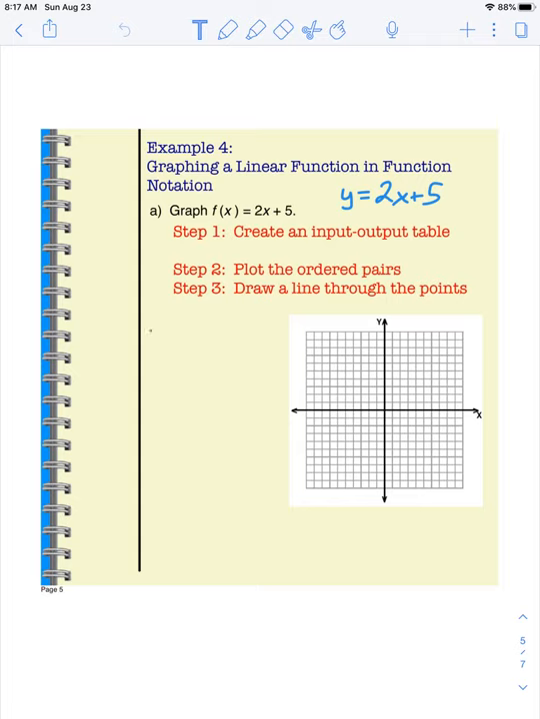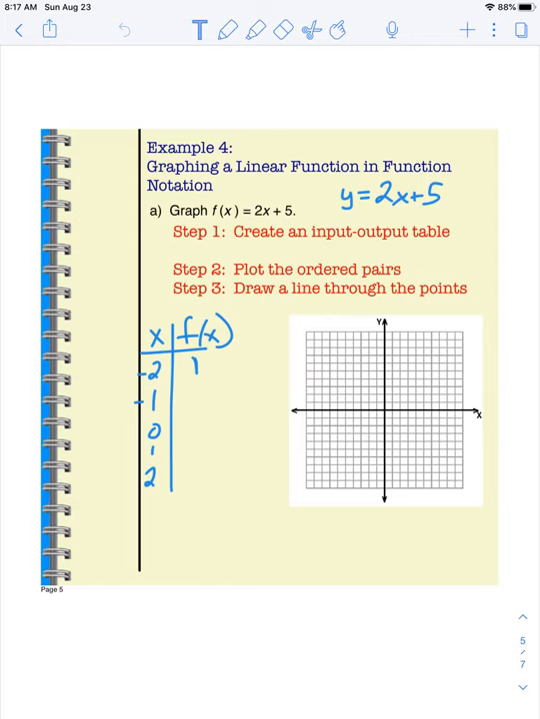So input-output table, I'm going to have x is my input, and then f of x goes where y would normally go, that's our output. So for x, some good numbers to always plug in are -2, -1, 0, and 1. That way you can see what the y-intercept is, and you can see if there's a difference between the negative and the positive inputs. All right, so if I plug in -2 for x, I have -4 plus 5, which gives me an output of 1.